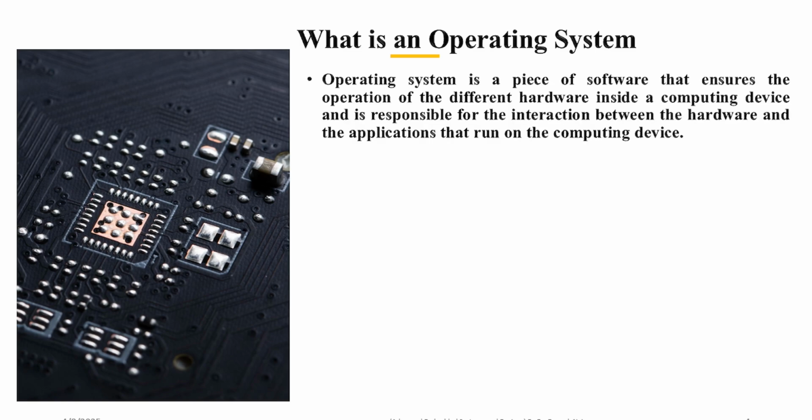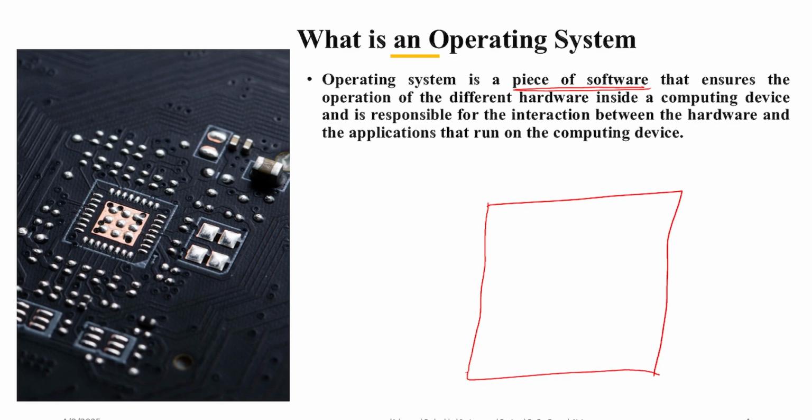So basically, an operating system is a piece of software. Remember, it is a piece of software that ensures the operation of different hardware inside a computing device and is responsible for interaction between hardware and applications. When we say hardware, let me just briefly talk about the hardware that can be controlled or actually handled using operating systems.